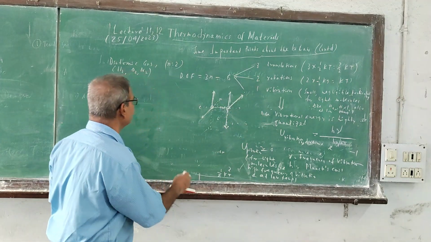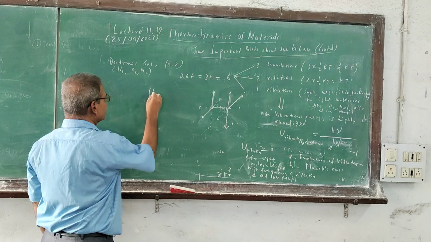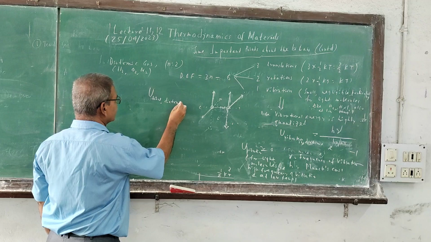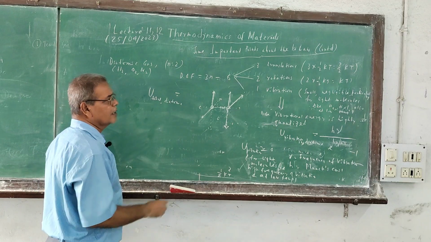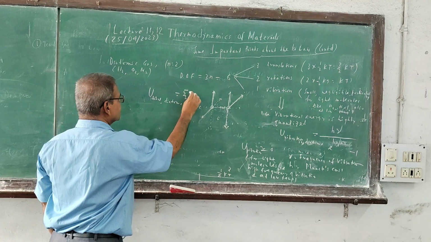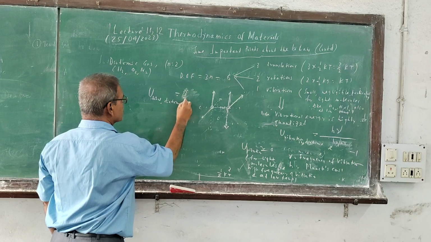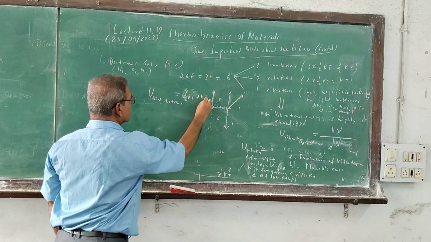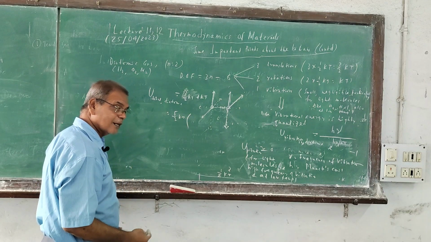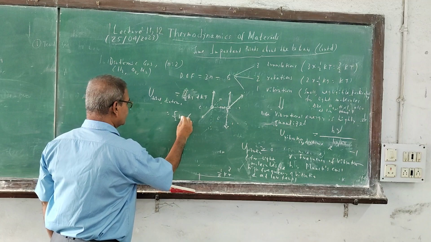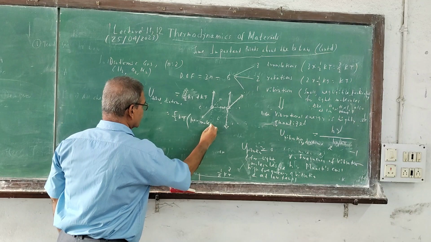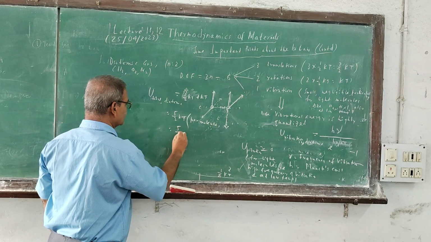So total is how much? Total U is how much? So U total for diatomic, how much are you getting? Tell me. Okay, 3/2 kT plus kT per molecule, and you can write 5/2 kT.